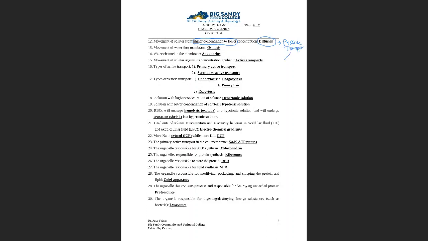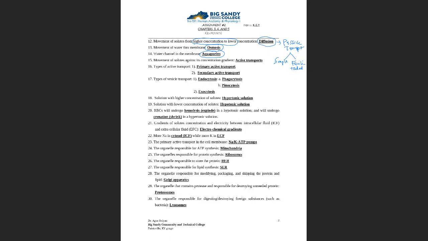Remember before, there are two types of diffusion. Simple diffusion, like oxygen and carbon dioxide, and facilitated diffusion, like carbohydrates, glucose, and amino acids. That's diffusion. And then again, movement of water is called osmosis. And water actually has holes to move through, called aquaporins. These are water holes in the plasma membrane.